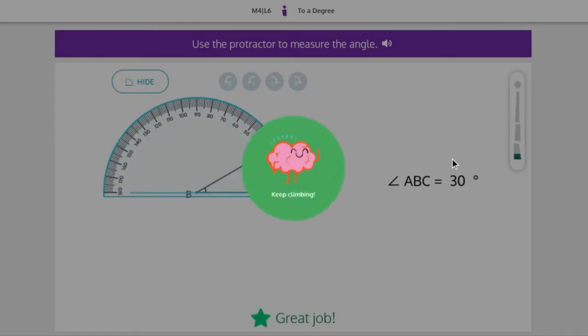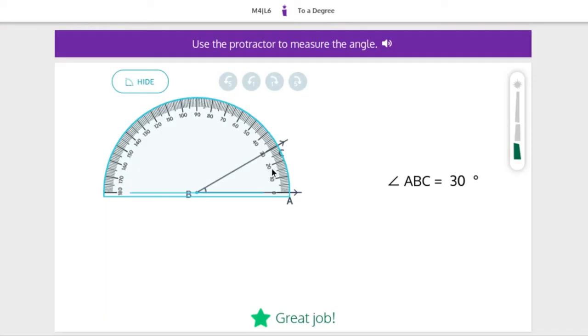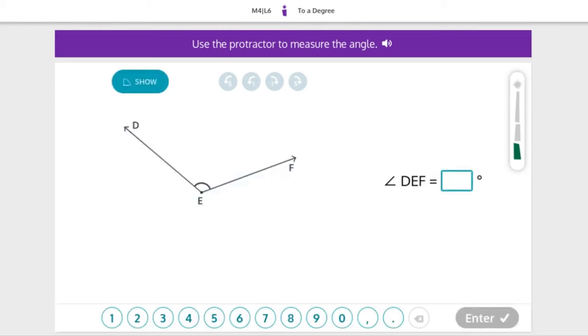Great job. Thank you, Zern. Keep climbing. Yes, Captain Zern, I will do that.